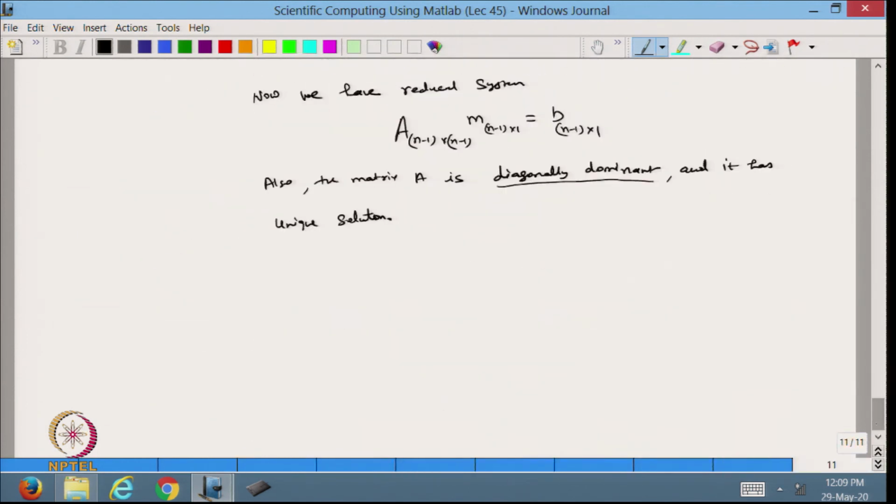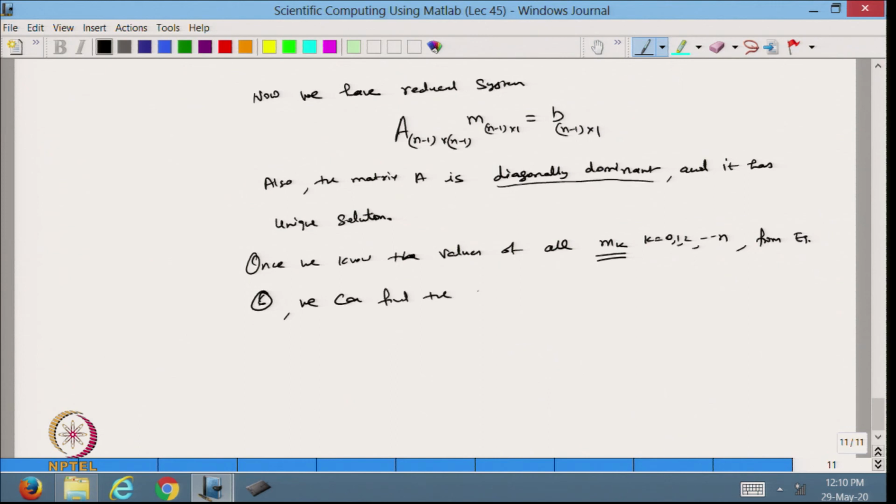So, I can write that once we know the values of all mk's, k from 0, 1, 2 up to n, from equation 6 we can find the corresponding cubic spline.